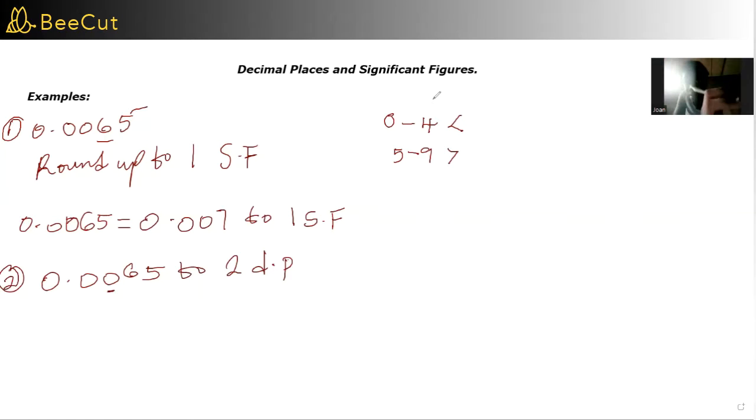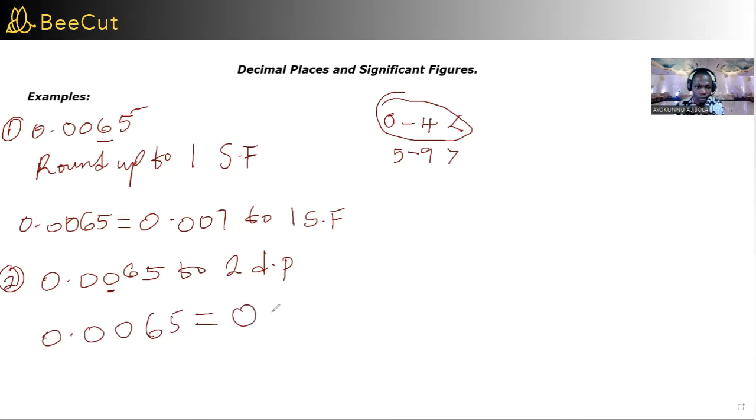Is it between 0 and 4? If it's between 0 and 4, then you can't do anything to the 0. But if it's from 5 to 9, then you turn 0 to the next digit, which is 1. So this is going to mean that 0.0065 will now change to become 0.01. Is that clear to all of you? Yes, sir. I mean, this is clear.